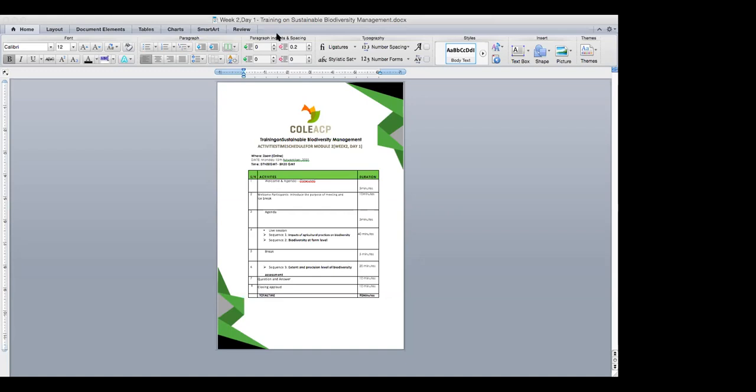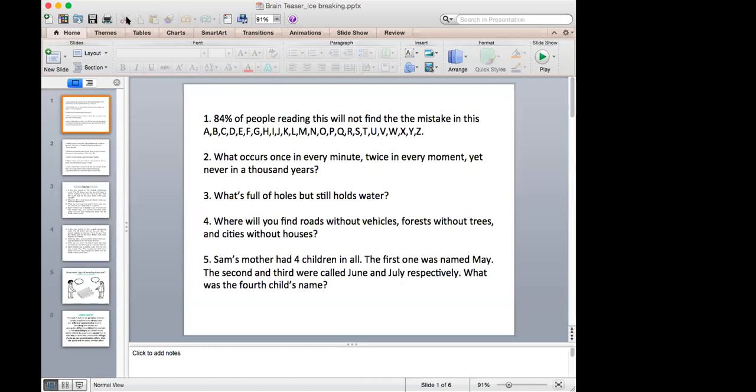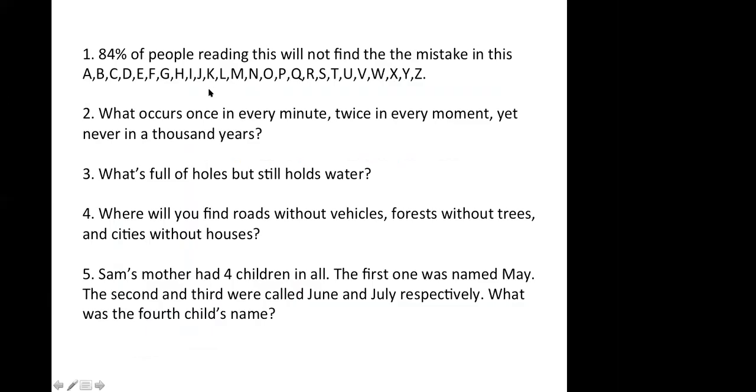So permit me to unshare my screen. And then permit me to share again, since it's only Matthew that is there. So Matthew, we're going to do an ice break. You're the only one there. Are you with me? Hello, Matthew. Are you with me?